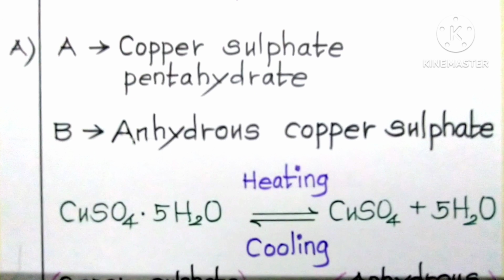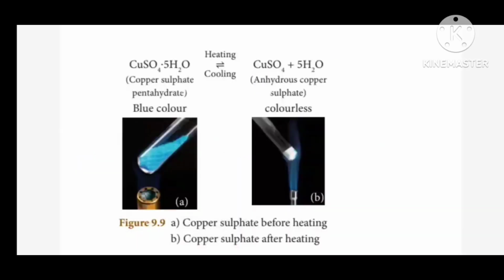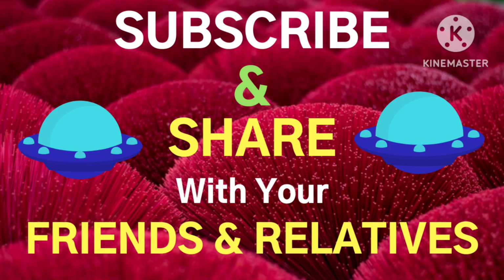CuSO4.5H2O is copper sulfate pentahydrate. While heating, it loses that water of crystallization and becomes CuSO4, which is anhydrous copper sulfate, plus 5H2O. Again, while cooling, which means while adding water to it, it again changes into copper sulfate pentahydrate. This equation is a reversible reaction. So this video has come to an end.